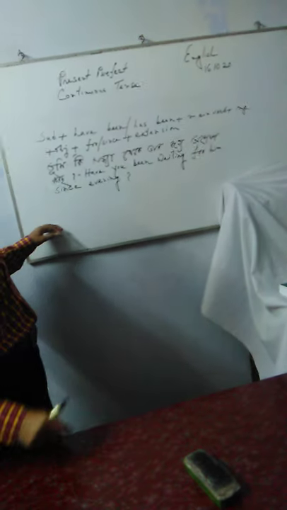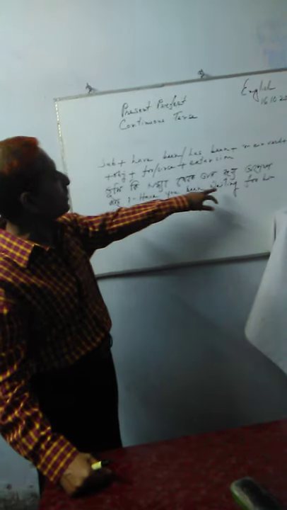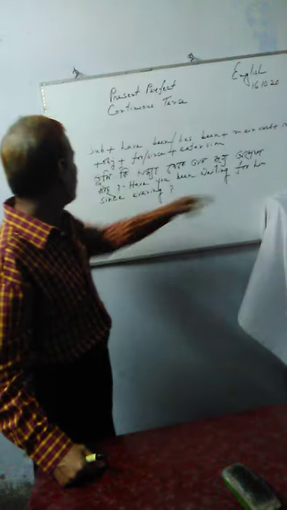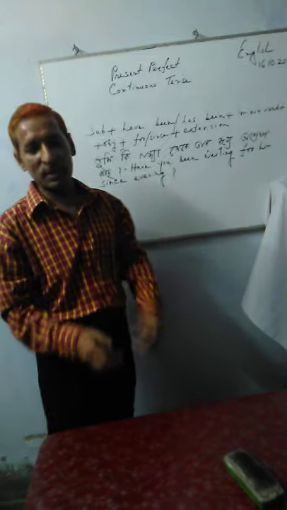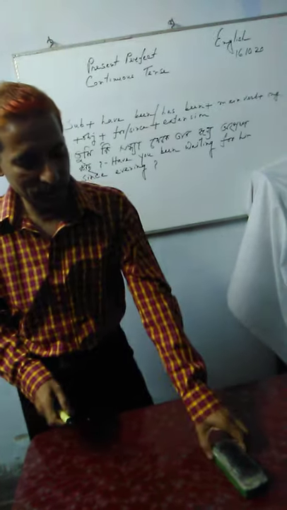Interrogative sign. Have you been waiting for him since evening? Now write down the sentence. Write down.